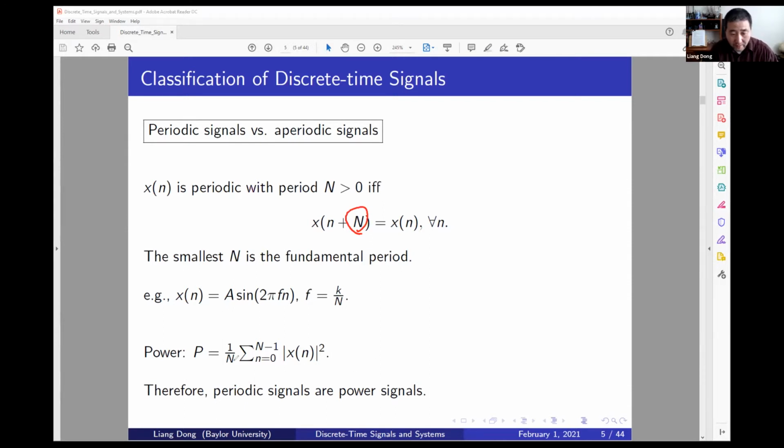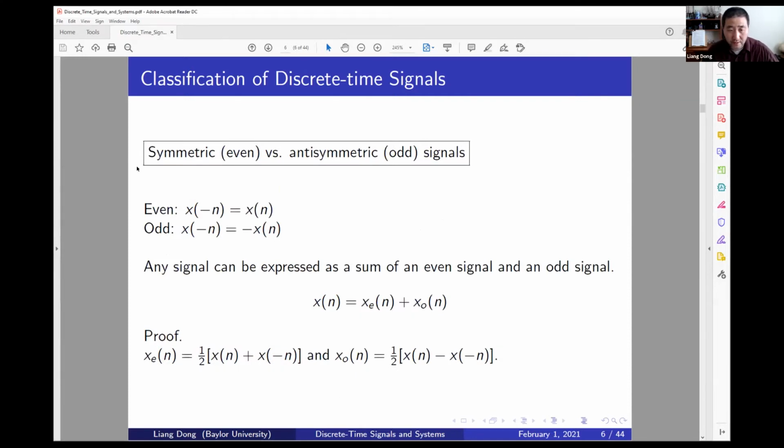The power of a periodic signal, we can just look into one period of N. You sum over the signal's instantaneous power over one window of N. It doesn't matter where, as long as the window span is N, divide by N, and then you get the power. Therefore, any periodic signal is a power signal.